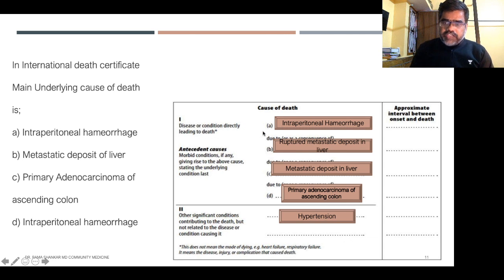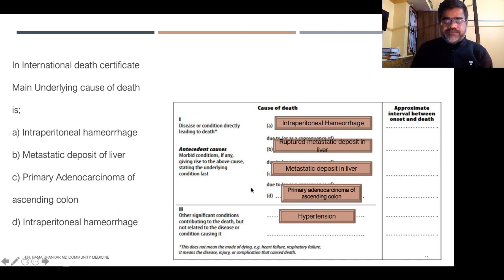if you see, you have A section also filled, B is also filled, C is also filled, D is also filled. Now students, if I ask you now, what is the main underlying cause of this? Can anybody say? Your A is also filled, B is also filled, C is also filled, D is also filled. And the indirect cause is also filled. So, can you tell me in this question, which is the main underlying cause of death? So, Arjun Kumar is saying C, metastatic deposits of liver.